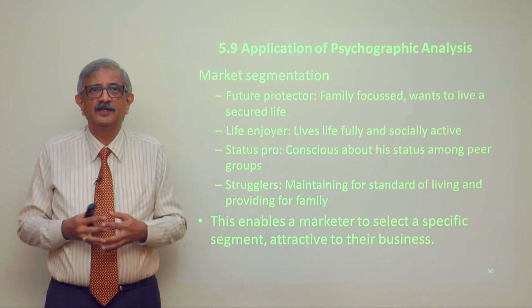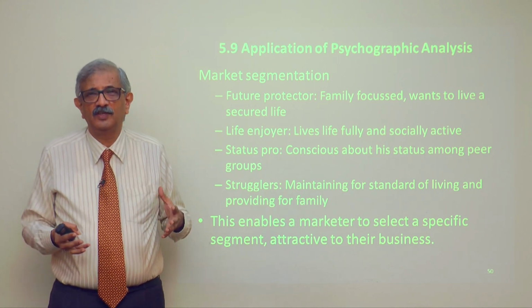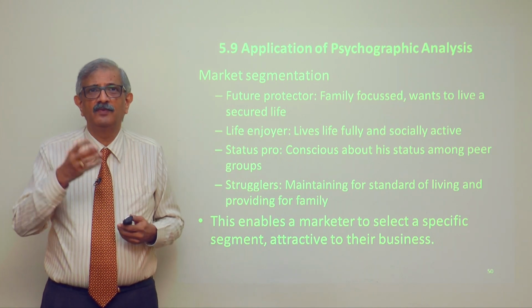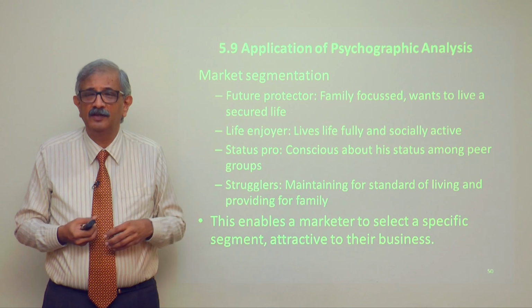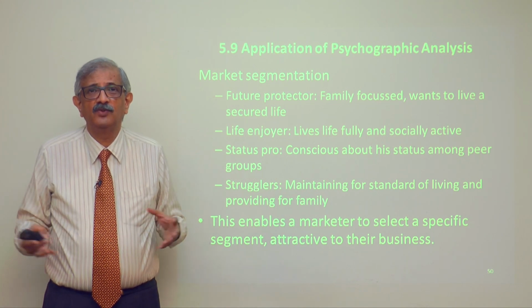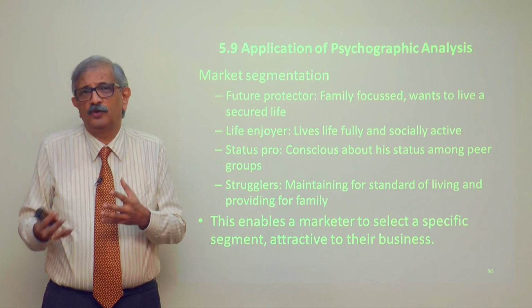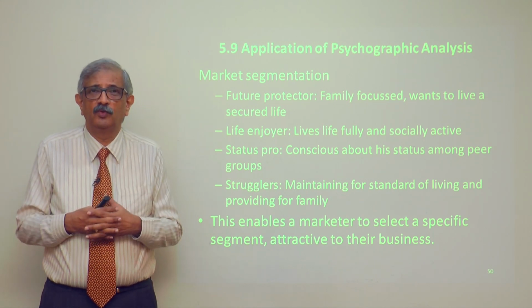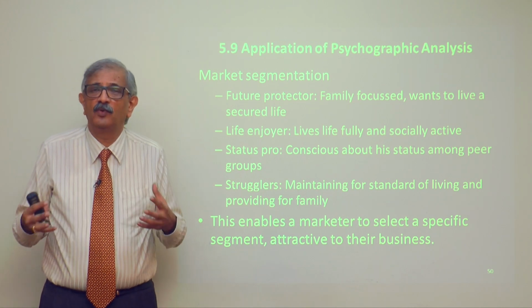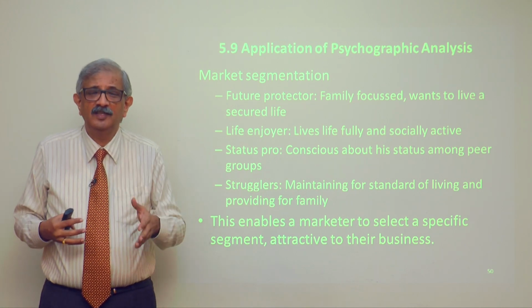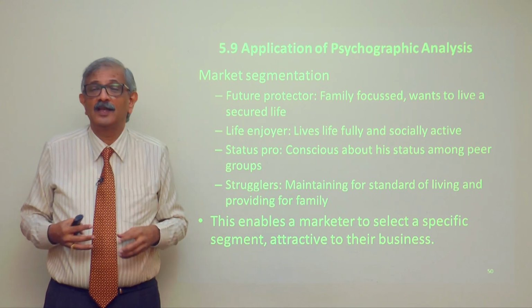So here representative examples are given. Future protector: family focus, wants to live a secured life, etc. So, for example, an insurance company can probably segment the market likewise. Life enjoyer: lives life fully, socially active, etc. Status pro: he is conscious about his status among the peer groups, among society, etc. Strugglers: maintaining the standard of living and providing for family, etc. So these are the classifications that you see, which are essentially based on the psychographic of an individual.